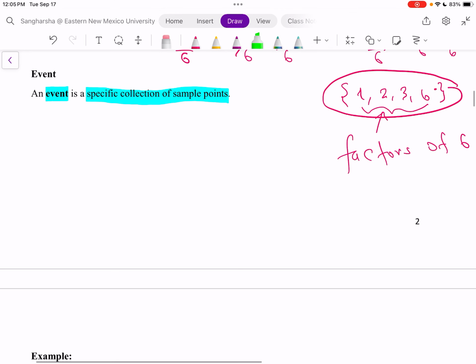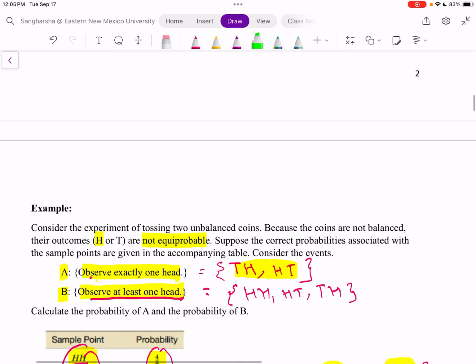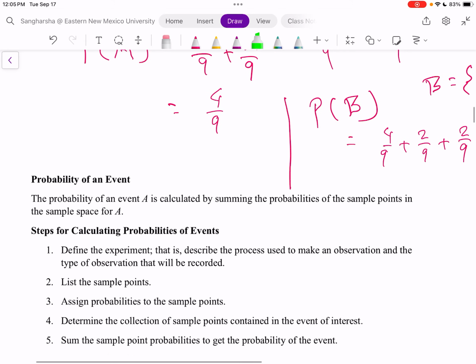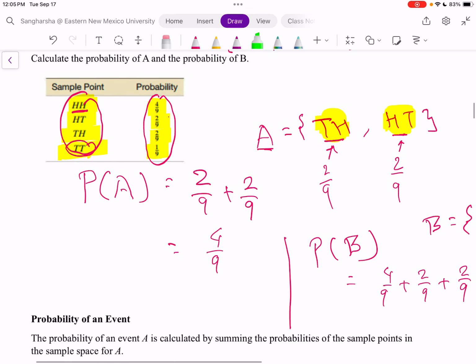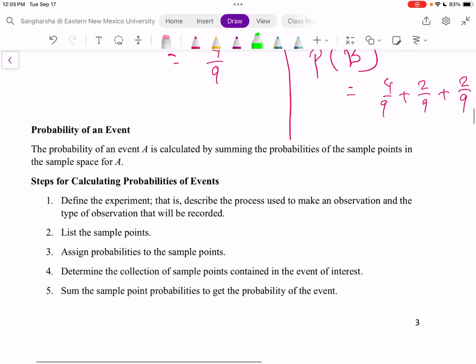The next we had was an event. An event is a specific collection of sample points. So we are interested in certain sample points, not every sample point, and that specific collection of sample points is the event. We had this example. So this is all we had in our last class. Do you have any question up to here?